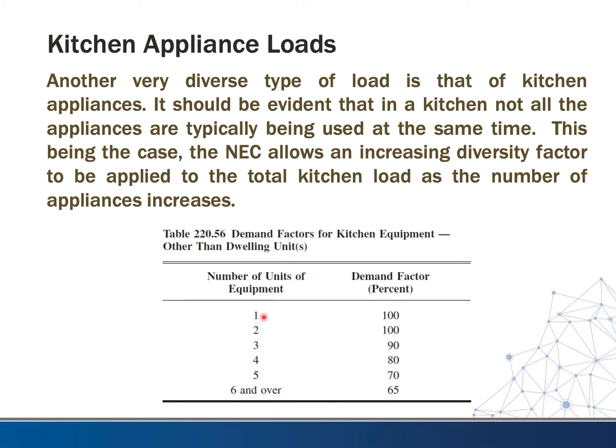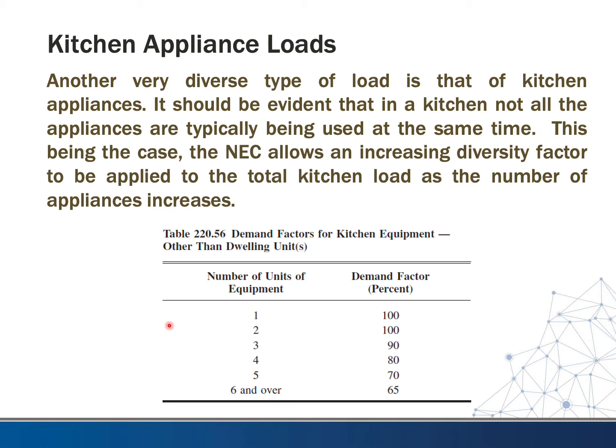So you can see for one or two kitchen appliances, we have to count them at 100%, but once we get to 3, it's 90. If we have 4 appliances, 80, 5, 70. And so you see this a lot in a commercial kitchen, especially if you did something like a franchise, like a Chick-fil-A, Burger King, McDonald's, we start to apply this.